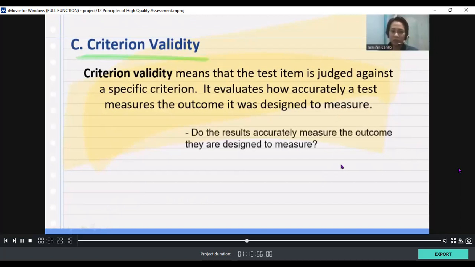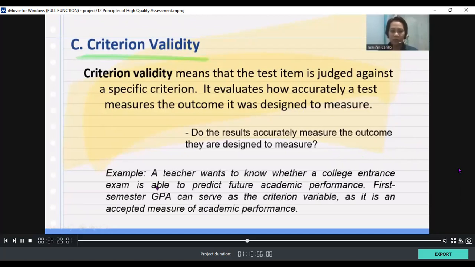So do the results accurately measure the outcome they are designed to measure? So for example, a teacher wants to know whether a college entrance exam is able to predict future academic performance. So the first semester GPA, grade point average, can serve as the criterion variable. Okay, so that will be your criteria, your standard, to predict the future performance of the student. So that is criterion validity, kay giset na ang criteria.